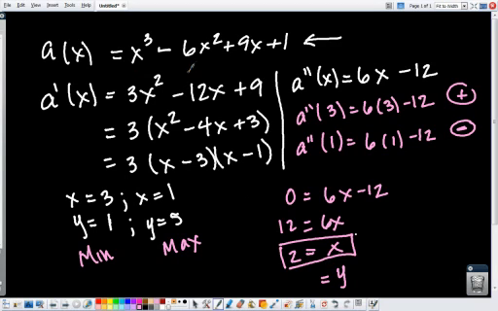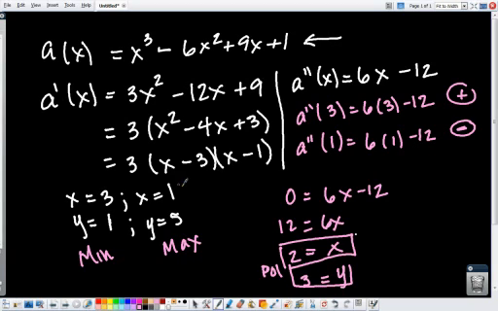So I end up with 8 minus 24, which is negative 16, plus 18, which is 2, plus 1 is 3. So my point of inflection is 2, 3. So that's where my curvature changes.